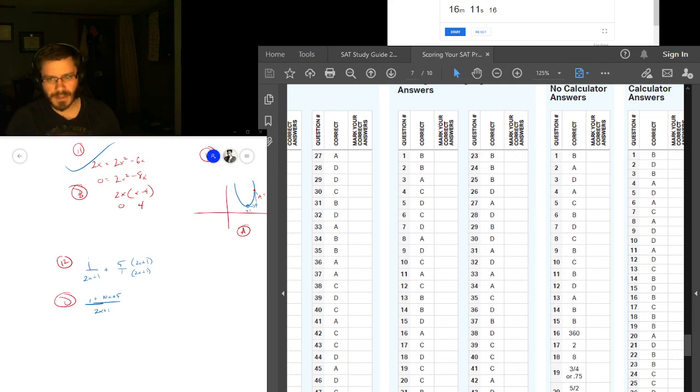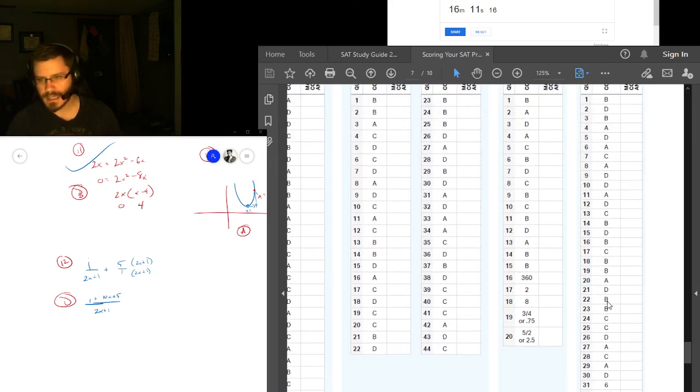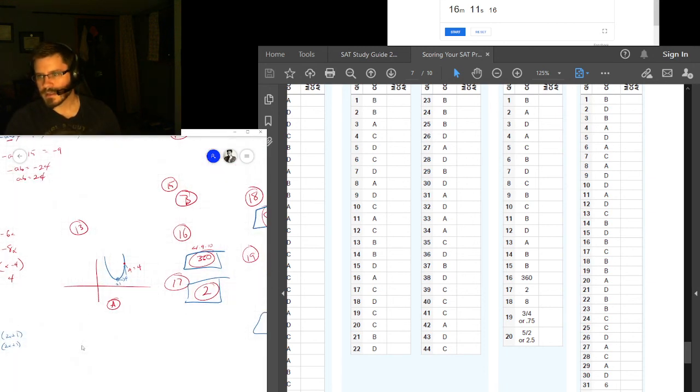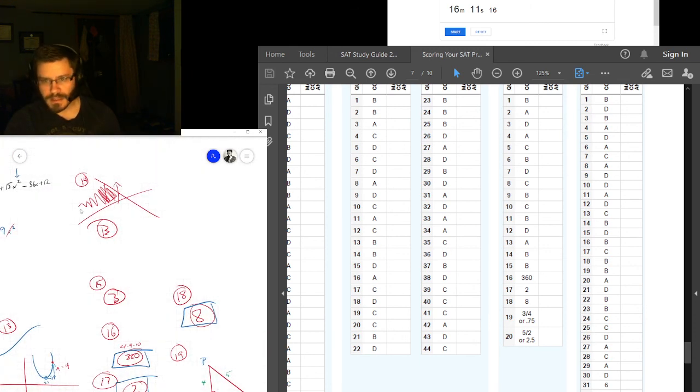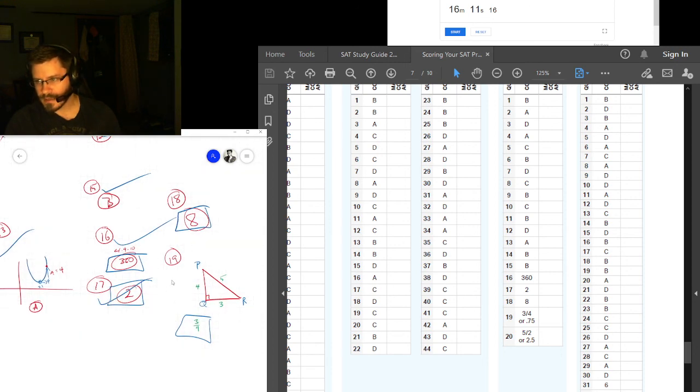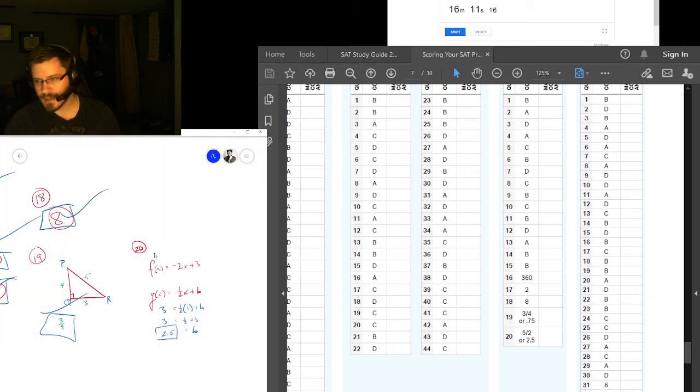12. I'm going to make sure you can see the answer key. There it is. 12, I said D. Yep. 13 said A. Good. 14 said B. 15 B. 360. 2, 8, 3/4, and 2.5. Excellent. So no mistakes going through that.